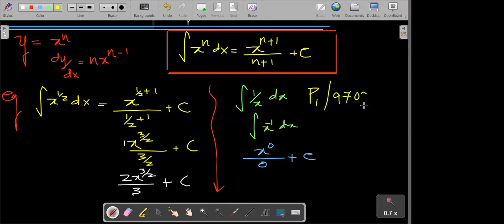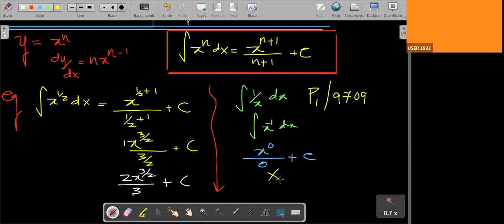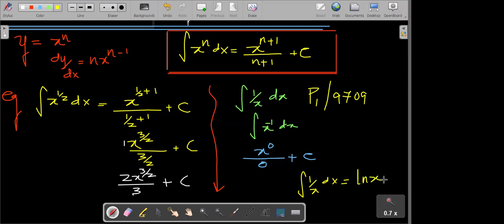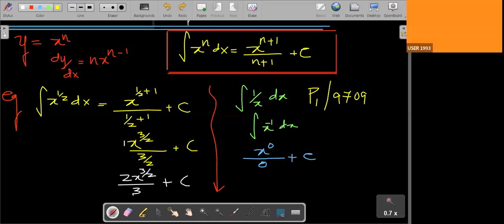So for you in P1, 9709, you won't get something like this, because it has a different integration, which is ln x. That you're going to learn in second year. Understand what I'm saying? So you don't have to worry about it. Any questions after that?